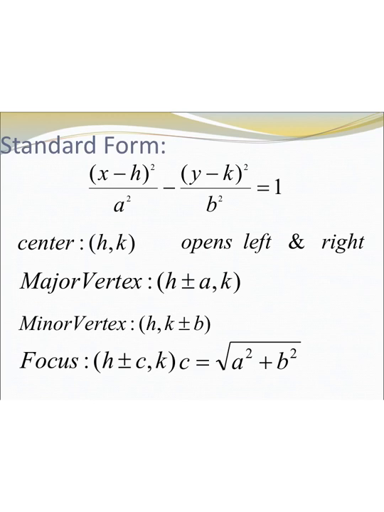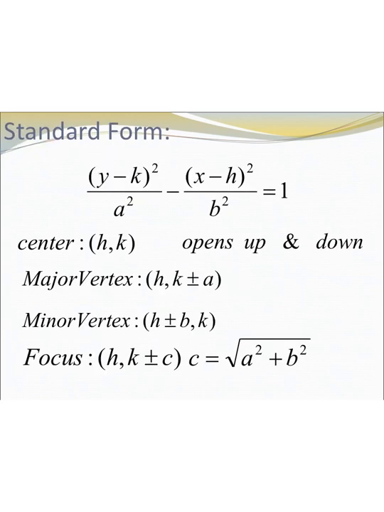Our center, as normal, is going to be (h, k). Since it is opening up left and right, to find your major vertices, we have h plus or minus a, comma k. For your minor vertices, we have h, comma k plus or minus b. For your focus points, we have h plus or minus c, comma k, where this time c is going to equal the square root of a squared plus b squared.